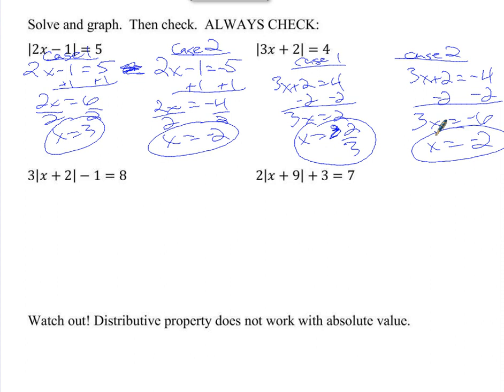Okay, for the next two problems, I want to point out this important rule right here. The distributive property does not work with absolute value. Do not distribute when you're dealing with absolute value. What do you have to do to these problems before you can split them into case 1 and case 2? What do you mean by do the equation first? We're going to split into case 1 and case 2, but we need to do something to this before we can.